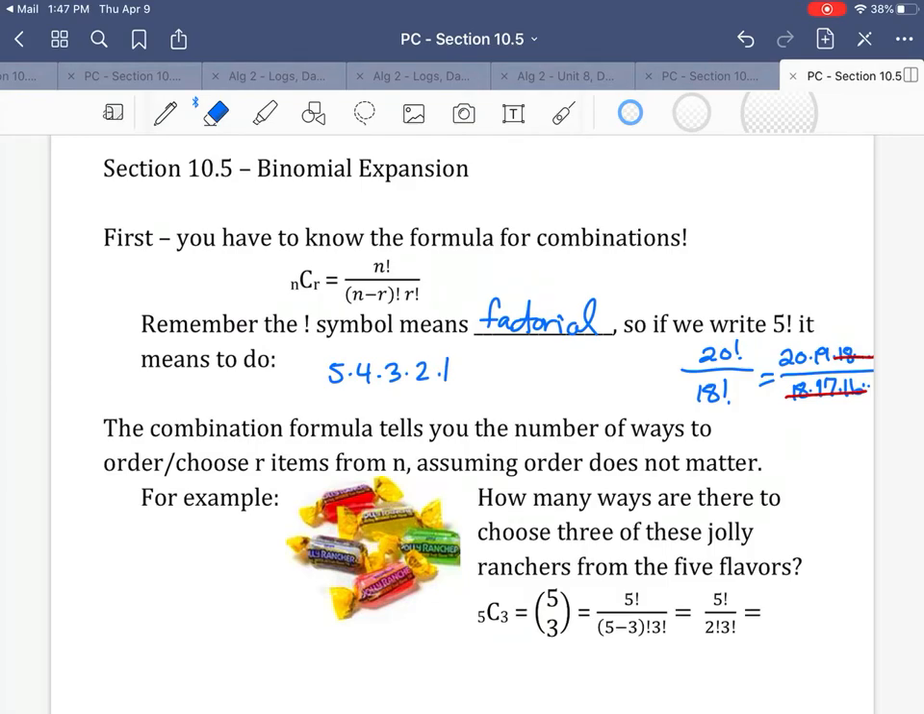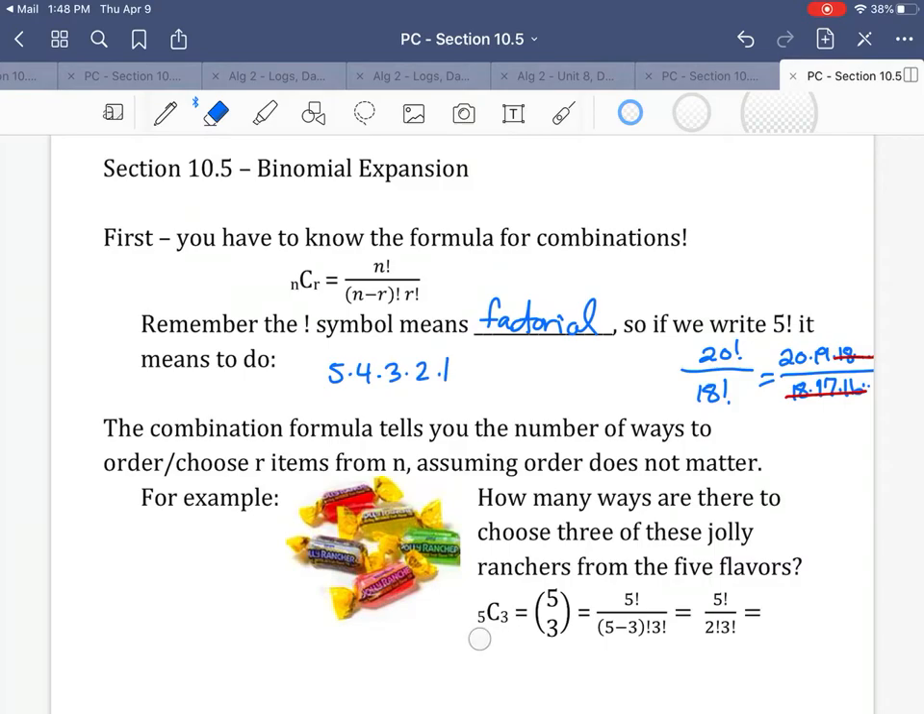All right, so the combination formula tells you the number of ways to choose r items from n items, assuming the order doesn't matter. If you want the order to matter, then remember that's permutations, not combinations. So for example, let's say you have these 5 flavors. How many ways are there to choose 3 of these Jolly Ranchers from the 5 flavors? Well, you would do 5 choose 3.